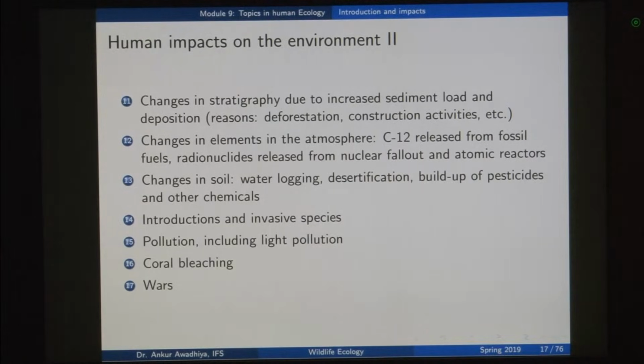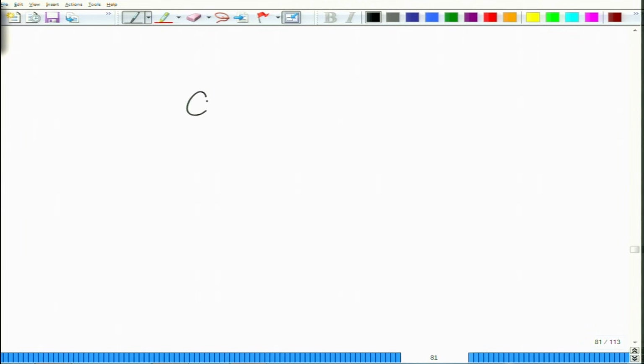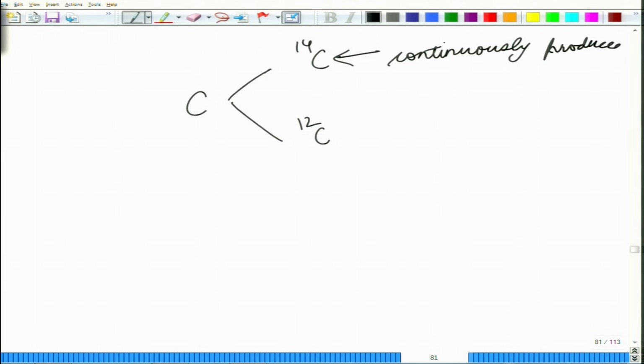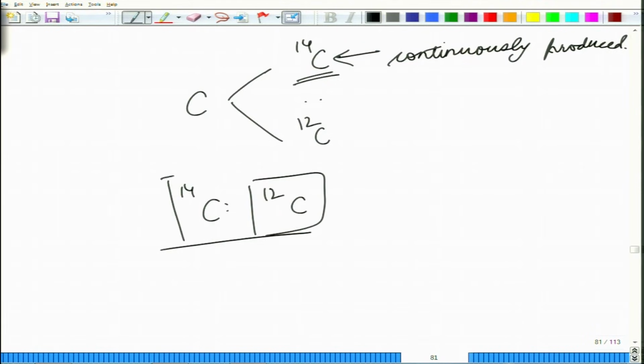What we are talking about here is that if we consider the element carbon, and carbon is present in the case of carbon dioxide. So, carbon is present in two isotopes. Carbon can be either carbon 14 or carbon 12. Now, carbon 14 is continuously being produced, and this radioactive element starts degrading with its own half life, and so the amount of carbon 14 to carbon 12 in the atmosphere remains constant, because you have a constant amount of carbon 12 and carbon 14 is being produced at a continuous constant rate.